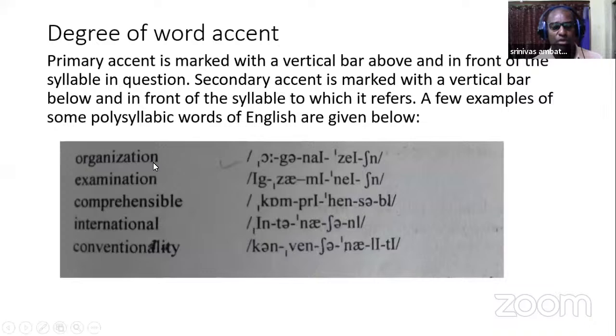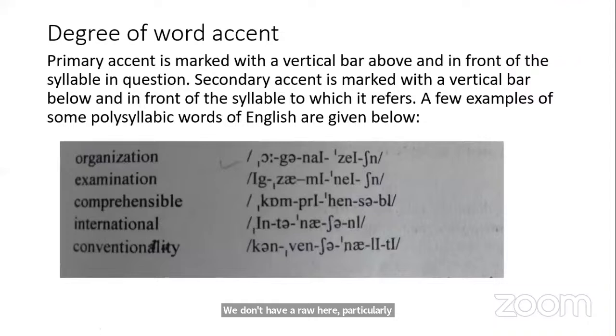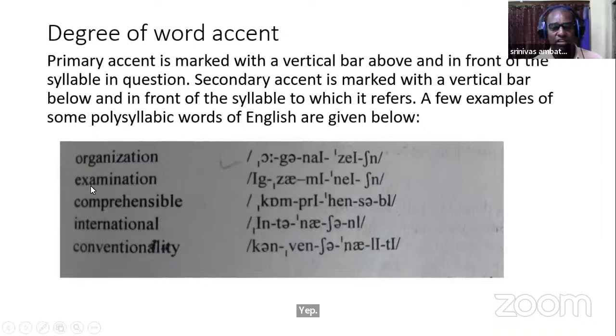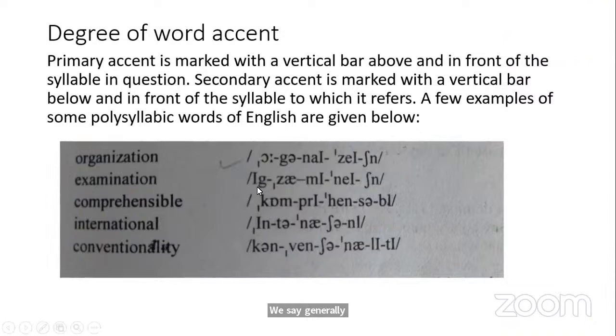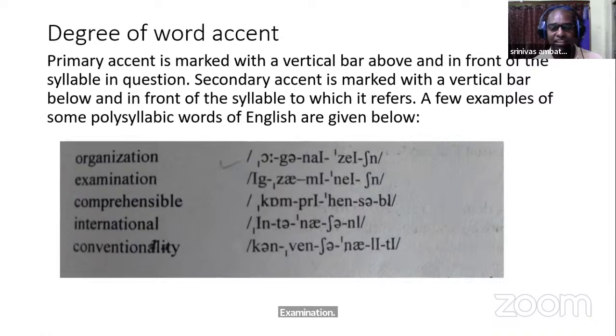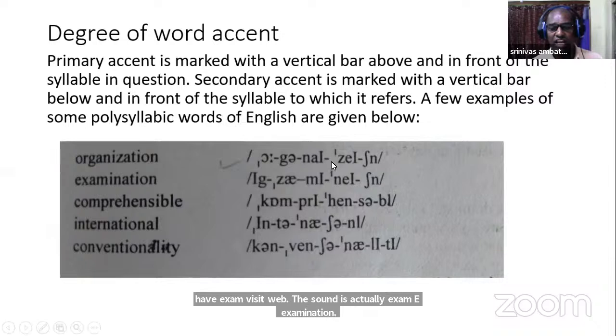For example, organization. See the pronunciation here. Organize. We don't have a ra here particularly. Organization. Are you getting it? Organization. Shun. We generally say shun. Can anyone try the second word? Examination. See here, the sound is E, not A. We say exam, I have exam, but the sound is actually exam, E. Examination. Organization. So, Z has a primary accent.